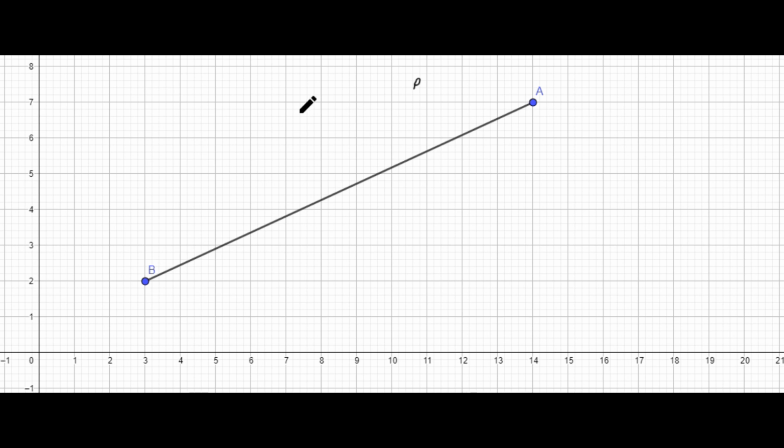So to find the coordinates of point P, the first thing that we need to find out are the coordinates of the points A and B. So if I look at the point B, B is meeting the x-axis at the coordinate 3 and the y-axis at the coordinate 2.